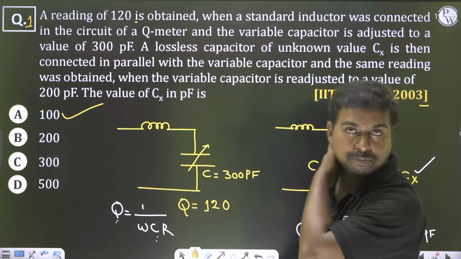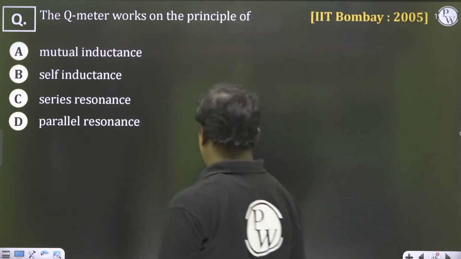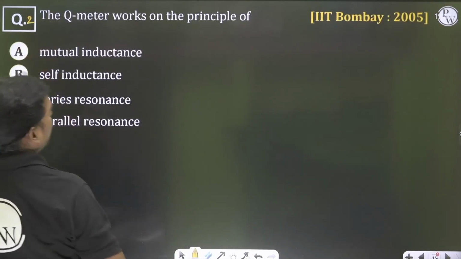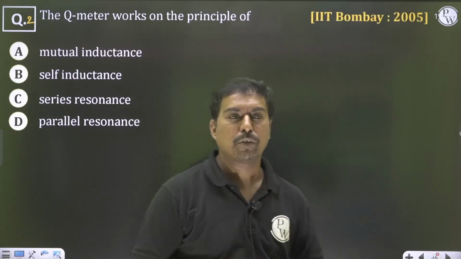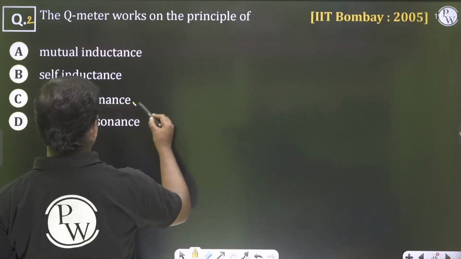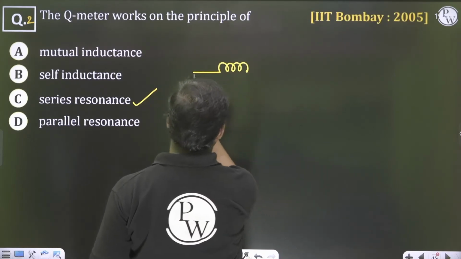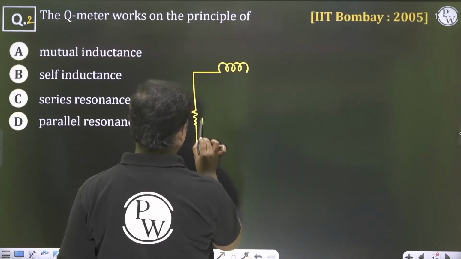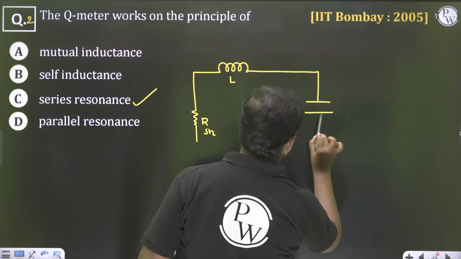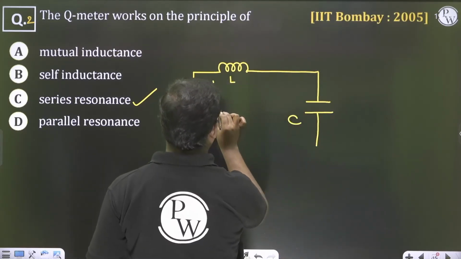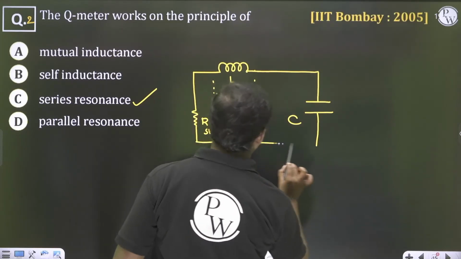This is a simple question. Okay. Let us go for the next question. Number 2. The Q meter works on the principle of dash. Fundamentally, what principle does the Q meter work on? It works on the parallel or series resonance, because it is an RLC circuit, friends.